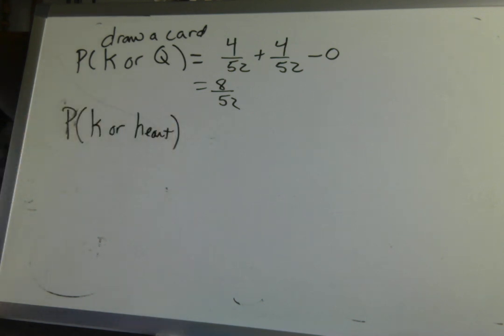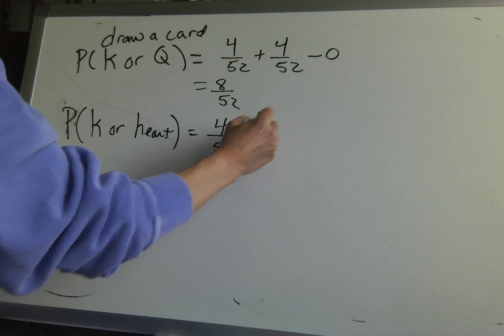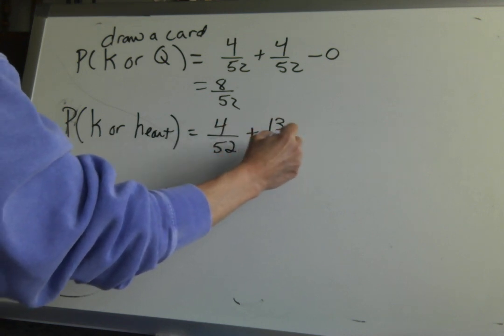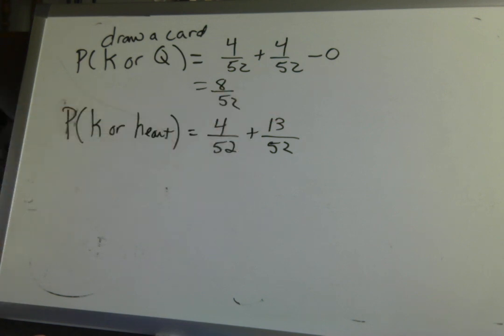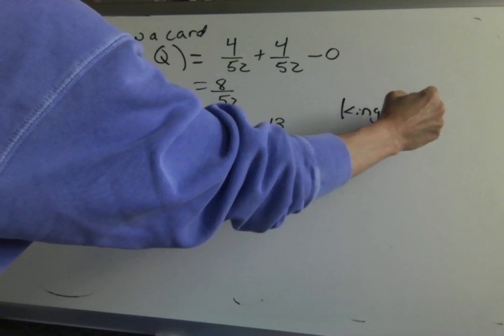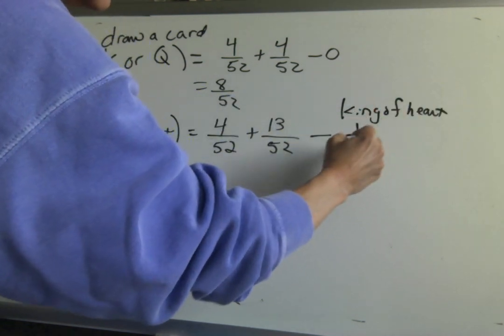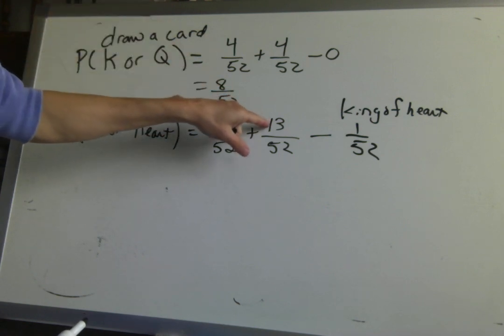So what about if it asked a king or a heart? Well, there are 4 kings in a deck. There are 13 hearts. That's the suit with the red heart on it. There are 13 cards that are a heart in a deck of cards. But there is an intersection. It's called the King of Hearts. So think about it. The King of Hearts was counted here. The King of Hearts was also counted here.